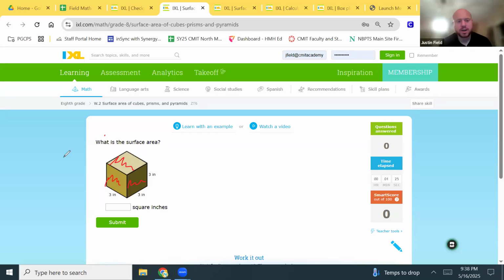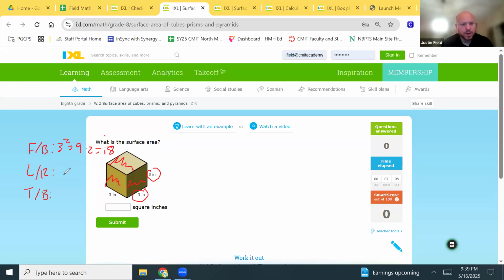So now look at this box. We have a front and a back. We have a left side and a right side. And we have a top and a bottom. Now you could also unfold it and think of it as a net. And this is actually a cube, right? So everything is the same. The front and the back are both 3 times 3, which is 9. And then if you multiply that by 2, because we have a front and a back, that's 18.